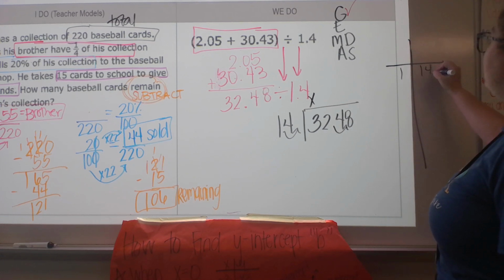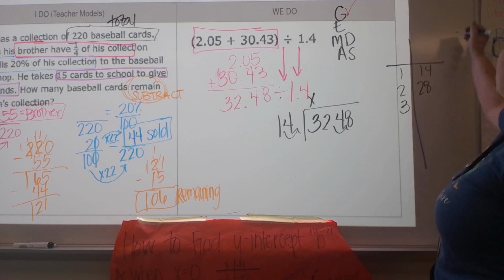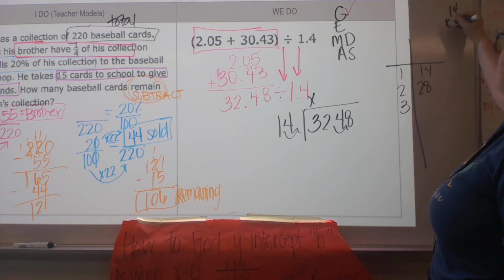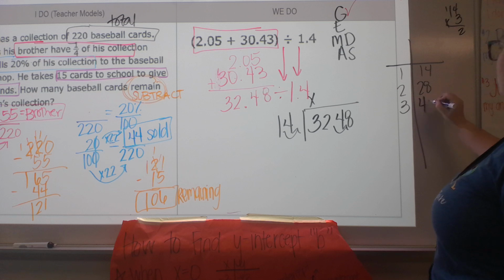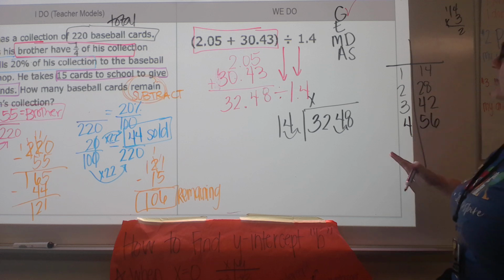So 14, 2 would be 28, 3 14s would be, what do you think, you guys? 42? Yep. 4 14s would be 56. Okay, let's stop right there.